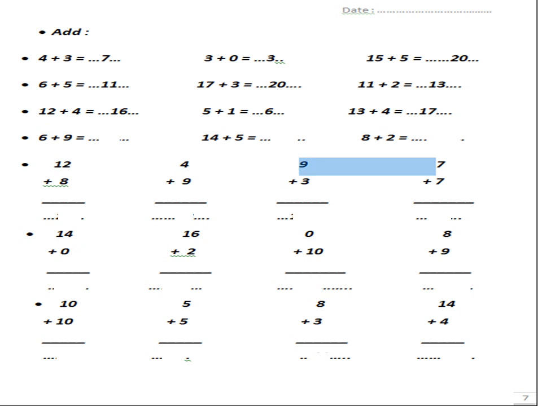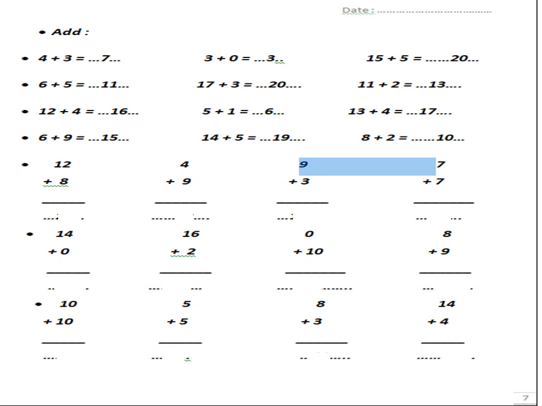6 plus 9. Of course 9 is the biggest number. So we put 9 in our mind and 6 in our fingers and start to count after 9: 10, 11, 12, 13, 14, 15. So the answer will be 15. 14 plus 5. 14 in our mind, 5 in our fingers and start to count after 14: 15, 16, 17, 18, 19. So the answer will be 19. 8 plus 2. 8 is the biggest number. So we keep 8 in our mind and 2 in our fingers and after 8: 9 and 10. So the answer will be 10.